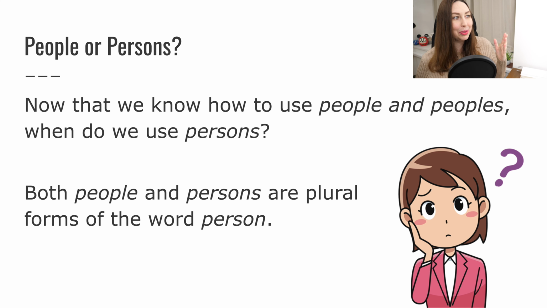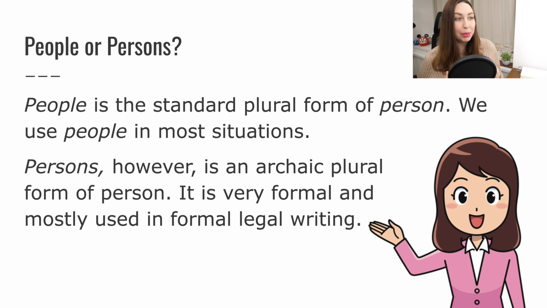Now, when do we use people and when do we use persons? Now that you know how to use people and peoples, when do we use persons? Both people and persons are plural forms of the word person. They are both plural forms. People is the standard plural form of person, right? That's the one we use every day. We use people in most situations. Persons, however, is an archaic plural form of person. What does archaic mean? Archaic means very, very old.